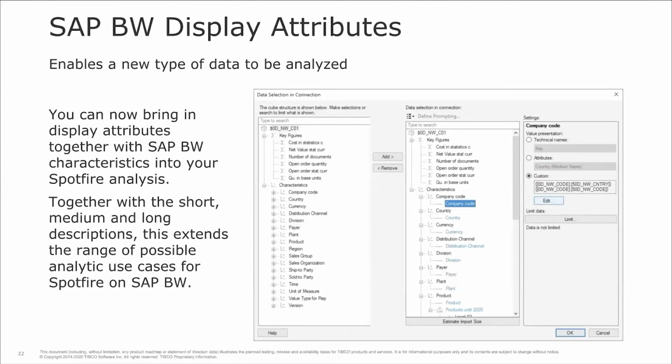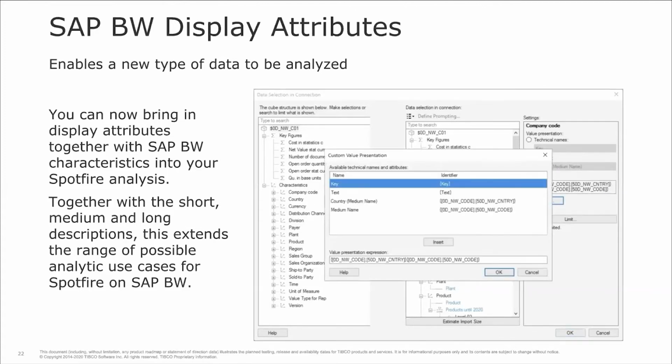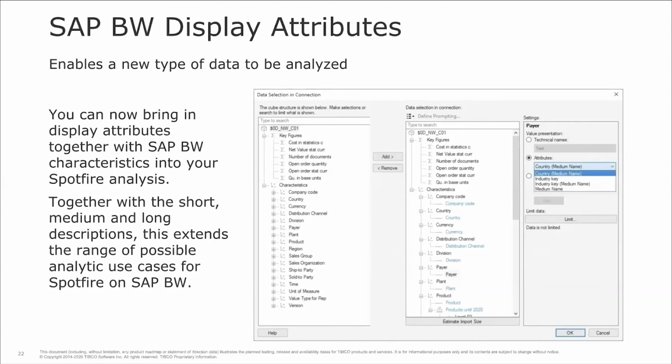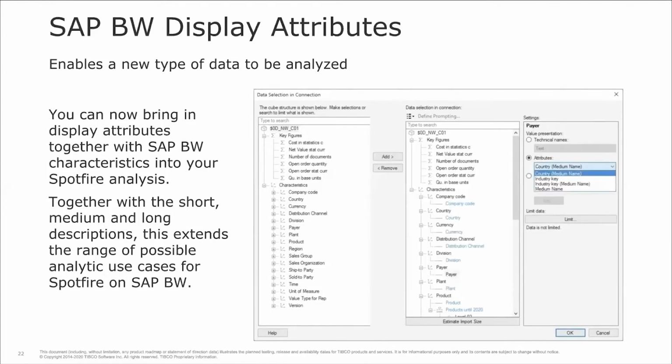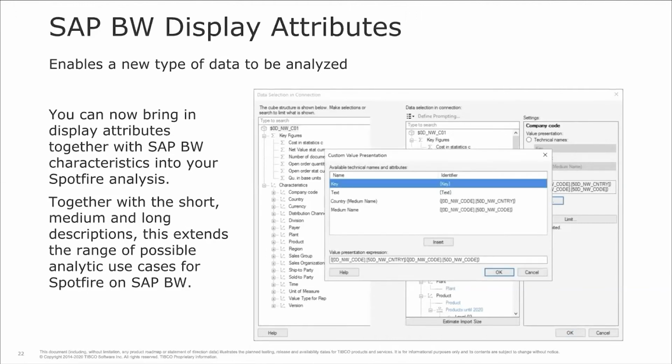This is what you will see as categories. So you can really tailor the way your data looks in your analysis by using these display attributes and bringing those in from BW. So great achievement by the team, and many customers asking for this data and unlocking new scenarios.